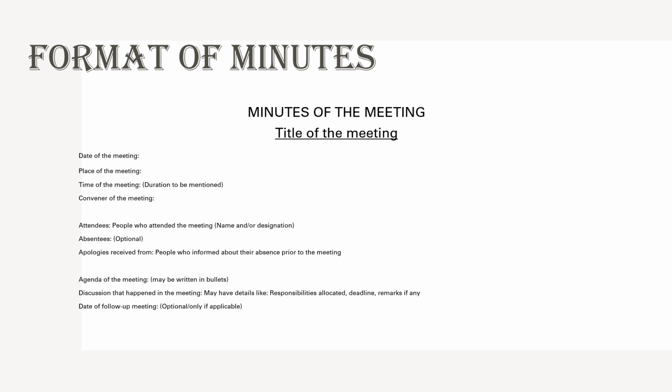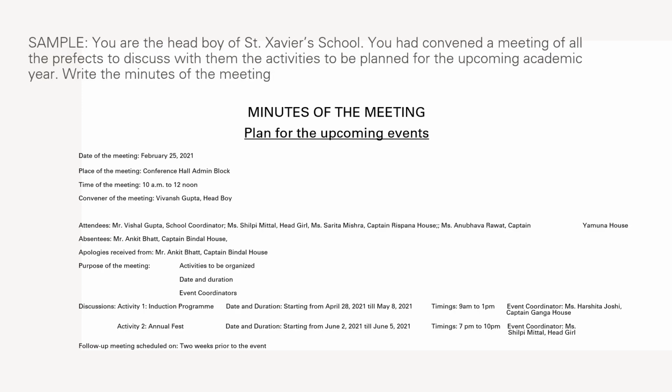And finally, if the topic for which you had called the meeting is complete, is finished, then you need not have any kind of follow-up meeting. But if you have discussed something which is yet to be done, then you would like to have a review meeting or a follow-up meeting. So for that follow-up meeting, you can always mention the date. Again, this is optional, only if you have had a meeting which requires a follow-up meeting. In that case, you can write this follow-up date. Otherwise, you can very conveniently ignore it. Now let us discuss a sample for minutes of the meeting.